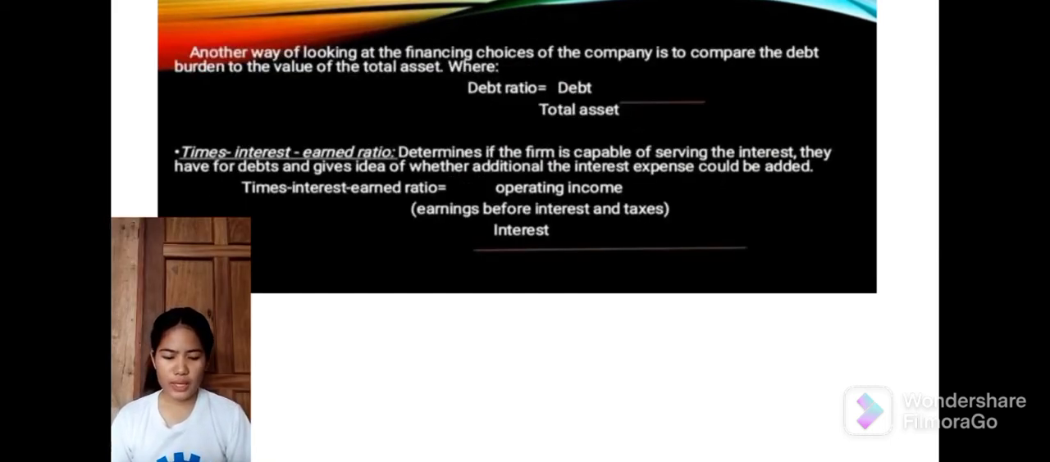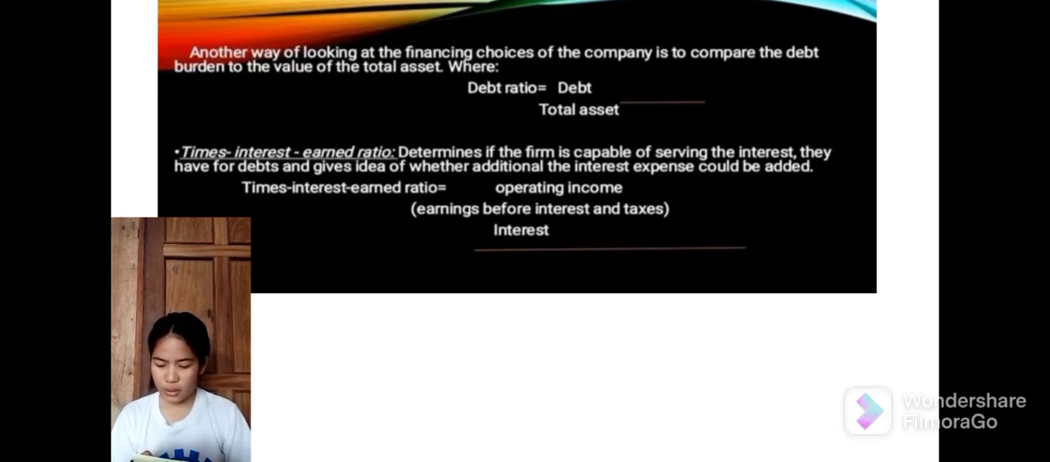Another way of looking at the financing choices of the company is to compare the debt burden to the value of the total assets, where debt ratio is equal to debt divided by total assets. For firms where investment in long-term assets is high, like the manufacturing industry, leverage can be higher. For service firms with little capital investment, leverage can be lower.